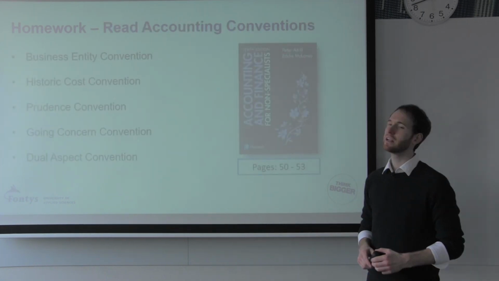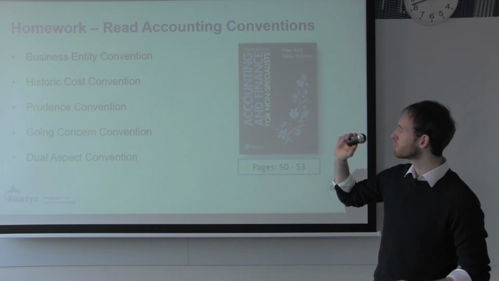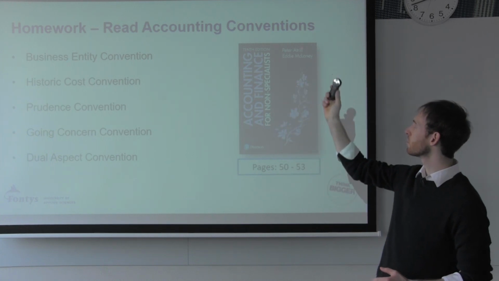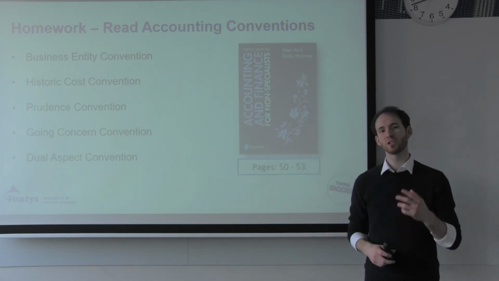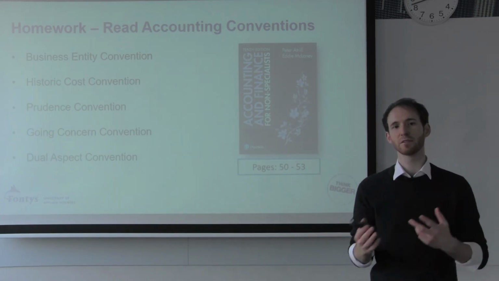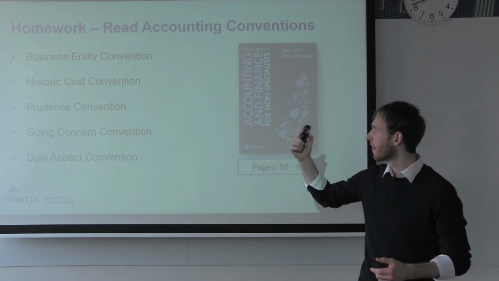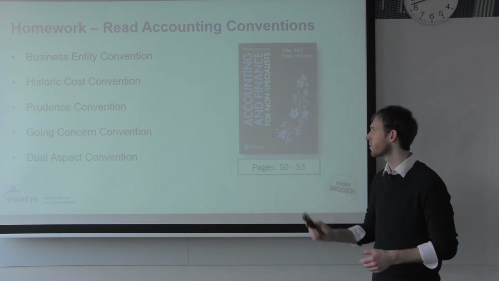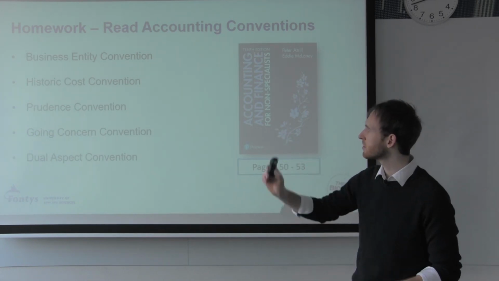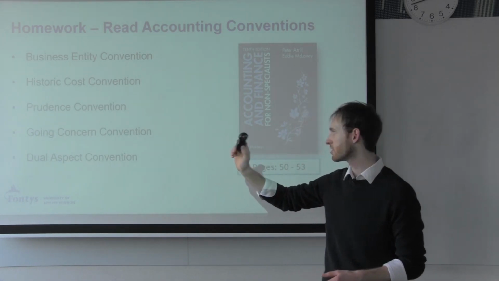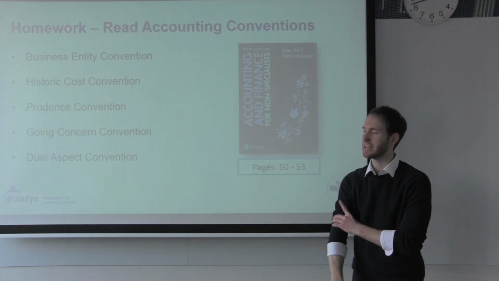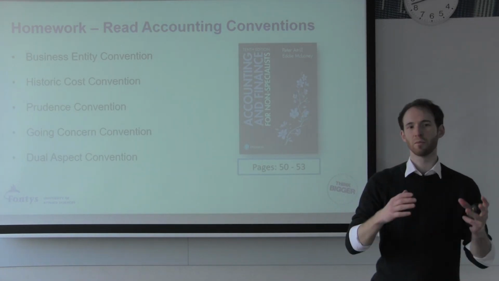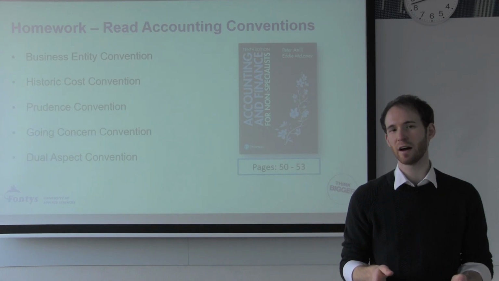Then we have a bit of reading for you. We would like you to understand that there are certain accounting conventions which businesses have to stick to, and we'd like you to read those in the book. It's pages 50 to 53: Business Entity Convention, Historic Cost Convention, Prudence Convention, Going Concern, and Dual Aspect Convention. We will not test this separately in the tutorial.